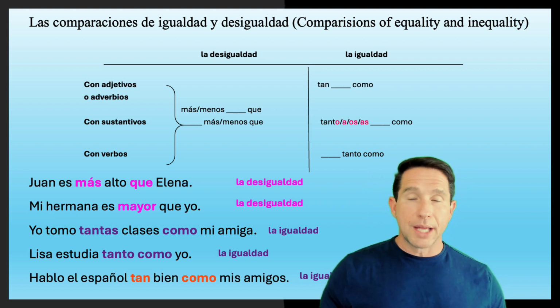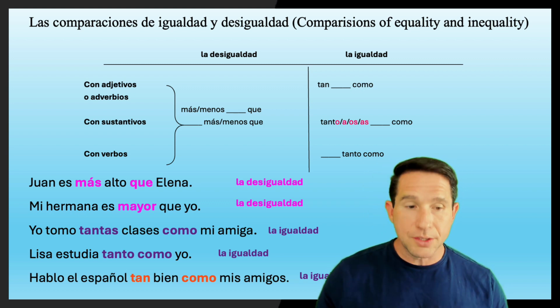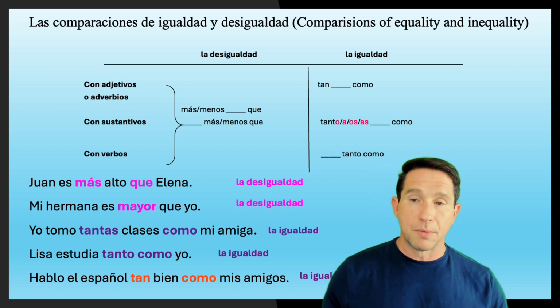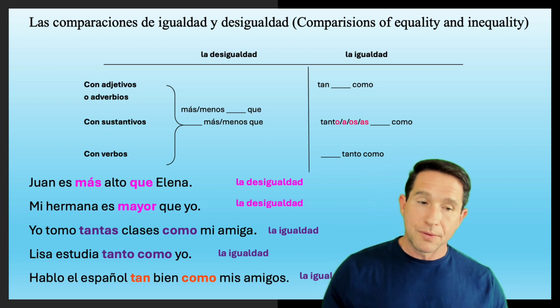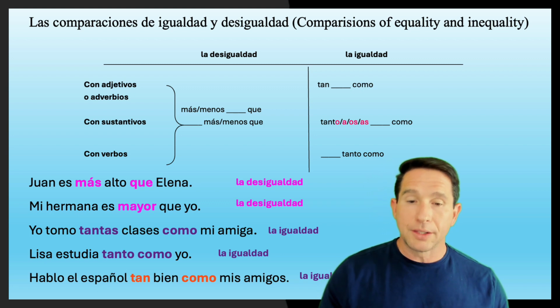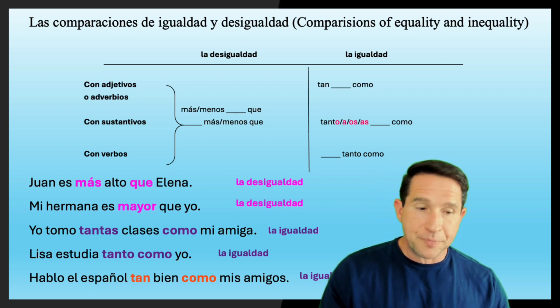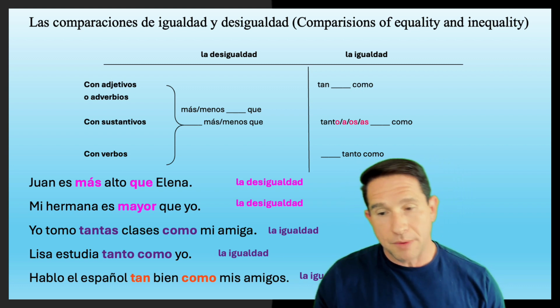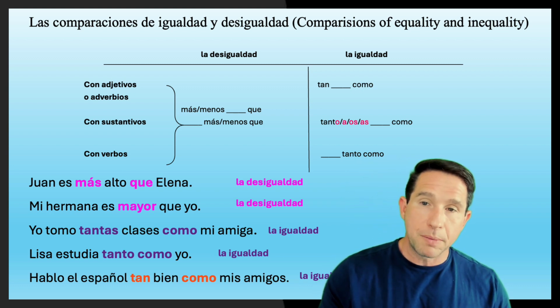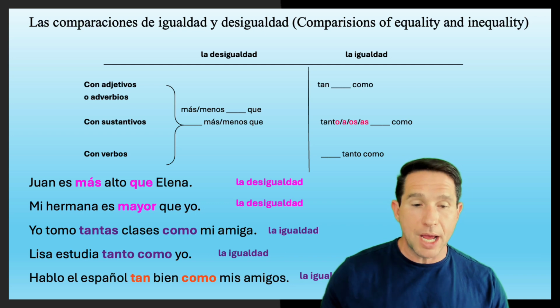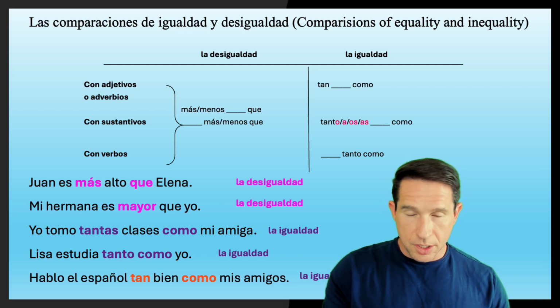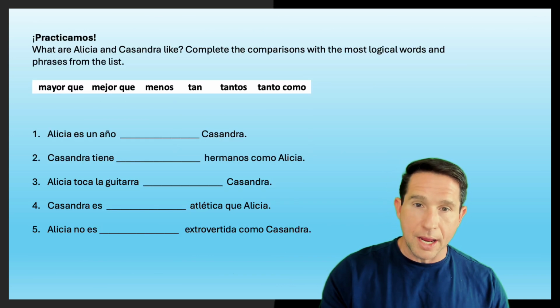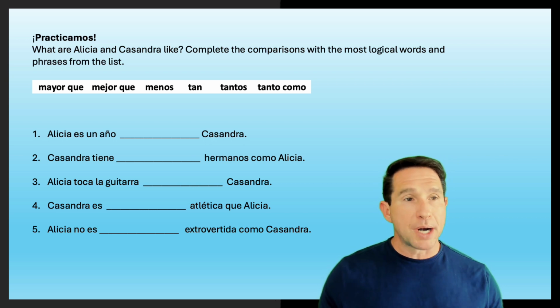Lisa estudia tanto como yo, right? What are we comparing? The rate of study. So Lisa estudia tanto como yo. Equality. Hablo el español tan bien como mis amigos, right? Again, equality. What are we comparing? Adjective and adverb, so tan bien como. Good. You guys feeling okay so far? Okay, vamos. Vamos a practicar.